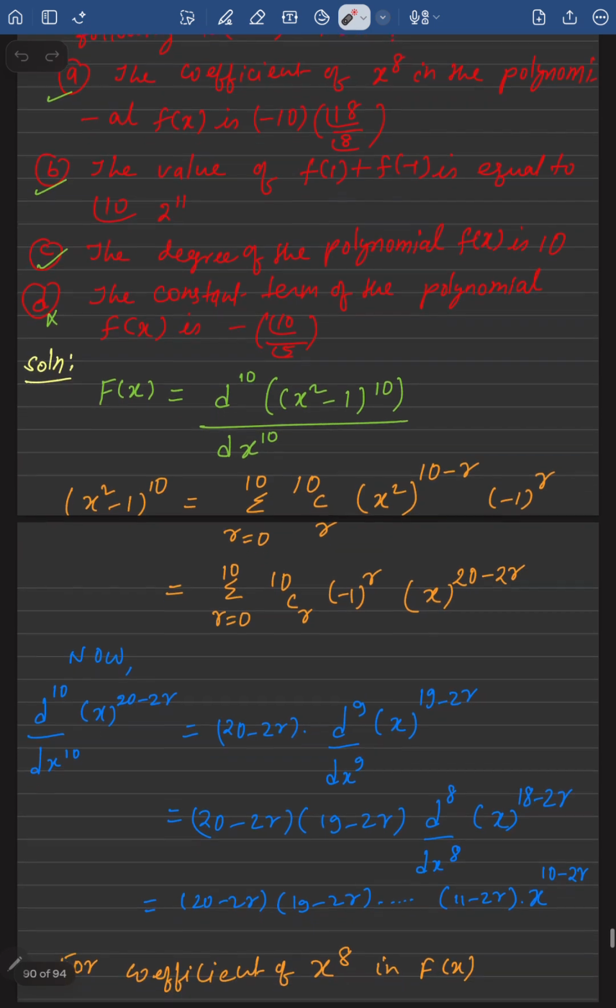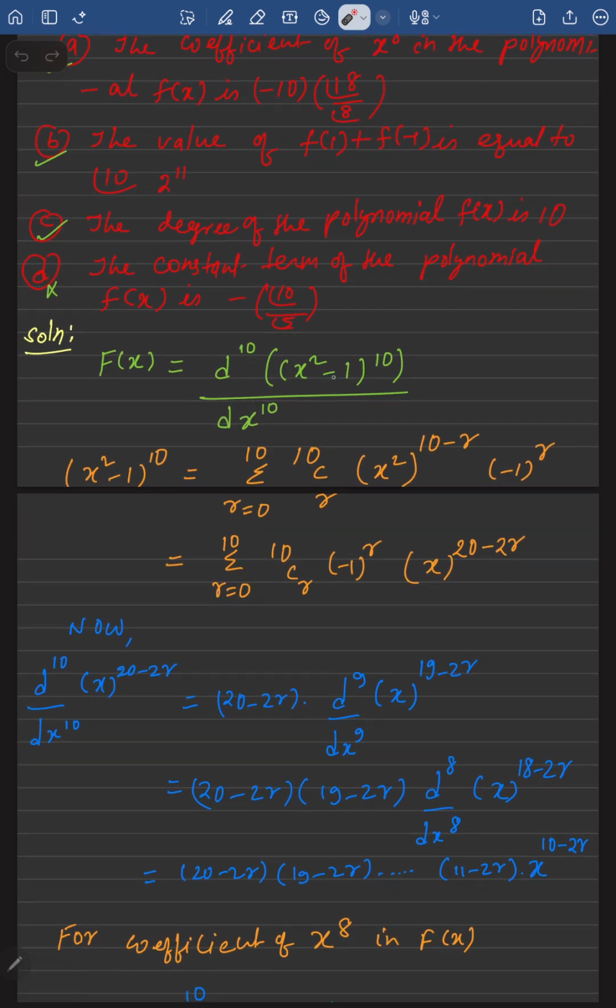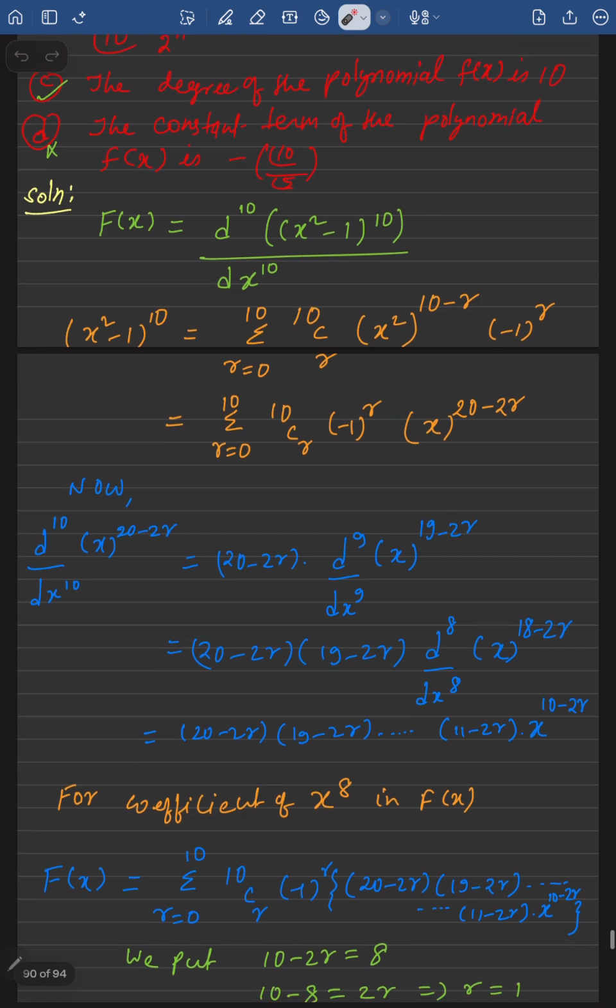Now your f(x) is the 10th derivative of this function (x square minus 1) power 10. When we expand this (x square minus 1) power 10 by using the binomial theorem, you get the expansion like this: 10Cr, first term is x square, so (x square) power 10 minus r, and second term is (minus 1) to the power r, summation r from 0 to 10. So we bring this (minus 1) power r to this position and x to the last position, so that differentiation becomes easier to handle.